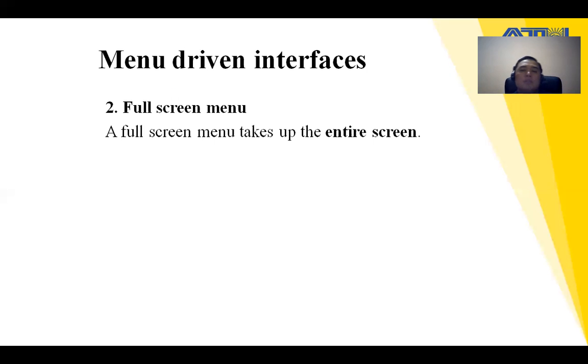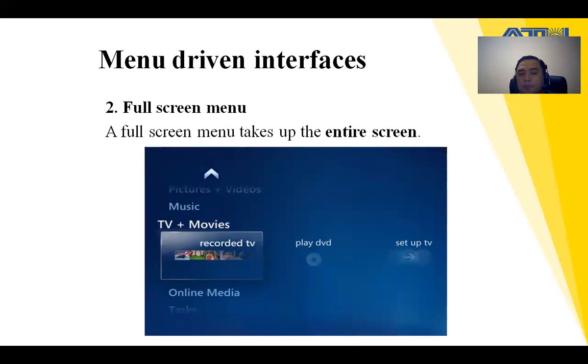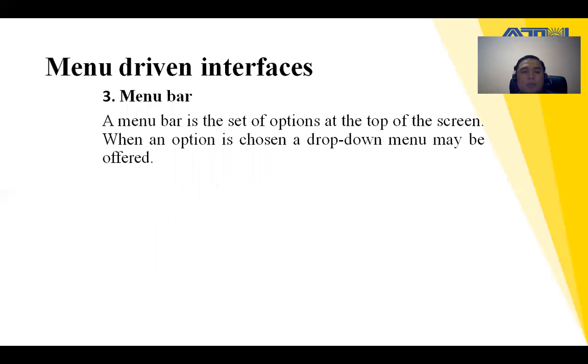Menu driven interface. A full screen menu. A full screen menu takes up the entire screen. Menu driven interface. Menu bar. A menu bar is a set of options at the top of the screen. When an option is chosen, a drop down menu may be offered.